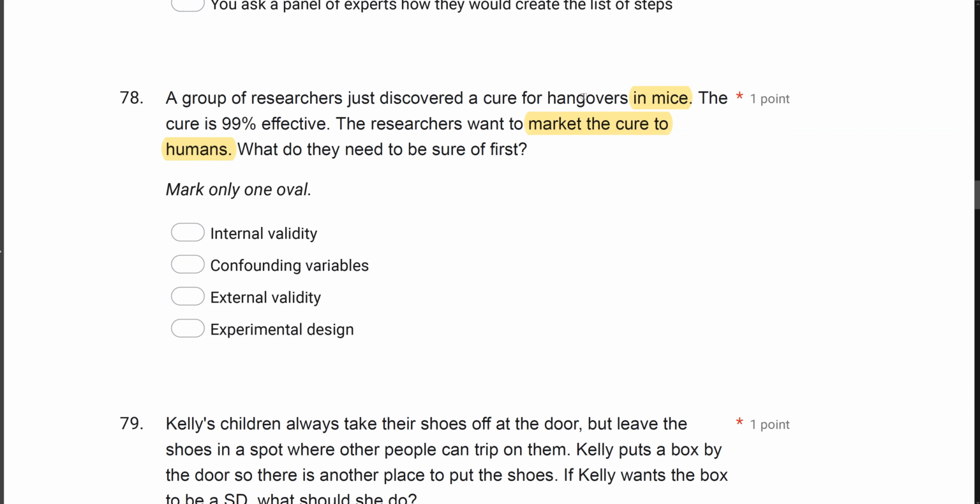And in order to do that, what do we need to be sure of first? Well, you're not going to be sure of confounding variables, okay? You try to control for confounds, but you're not going to be sure of confounds. You need to be sure of external validity. Before you can market this cure to humans and say, well, we have an effective hangover cure, does it generalize? Does it have external validity? And then the experimental design, well, they've already done their experiment. They've already had their design. They have to be sure, right, that this cure has external validity. Can it generalize outside of mice?